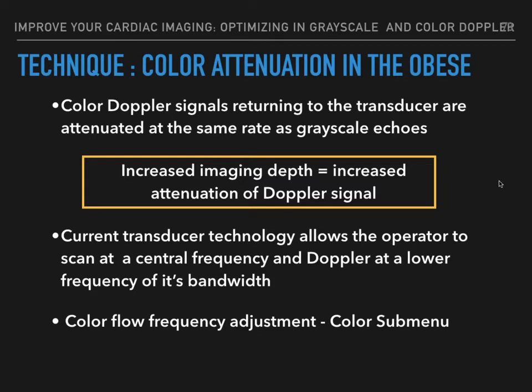Current transducer technology allows the operator to scan at a central frequency and Doppler at a lower frequency of its bandwidth. So when utilizing color Doppler on an obese patient, you notice that color flow isn't filling in. So this is due to the attenuation of Doppler signal by the increased imaging depth. So in order to strengthen that signal, you can actually go to your color submenu and lower your color flow frequency. So here's an example.